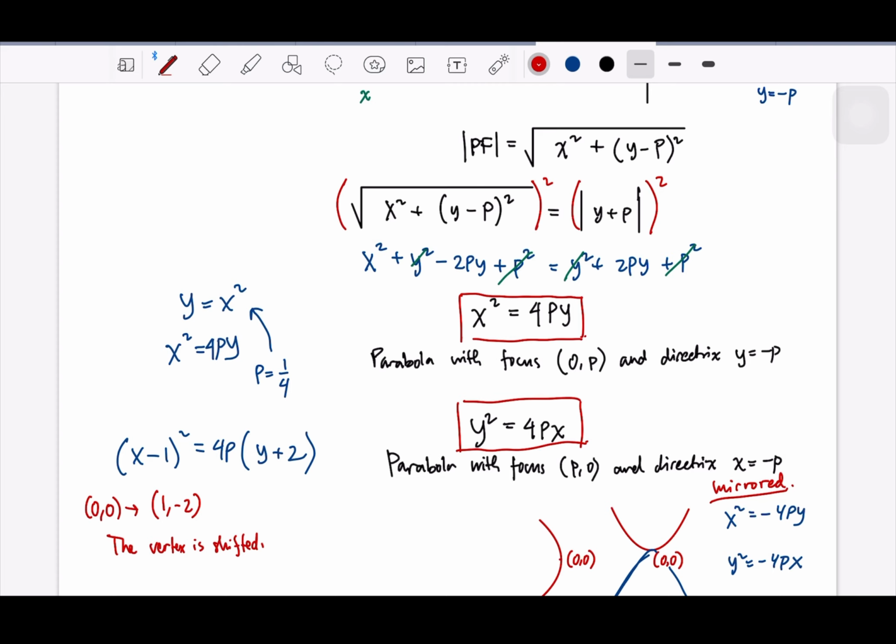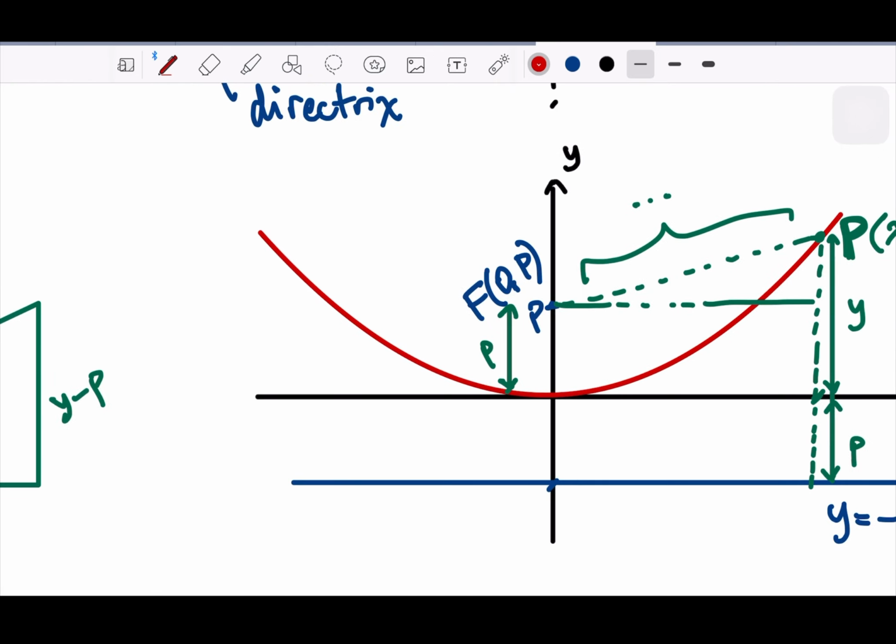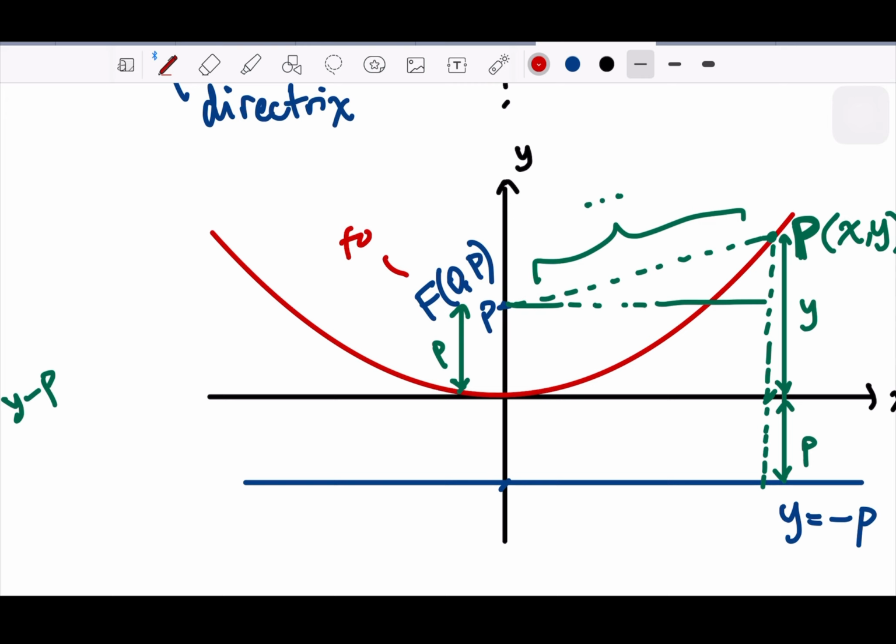How's the focus? Focus here. How do you know? It depends on the equations. It's always behind the vertex, and the directrix is always in front of the vertex.